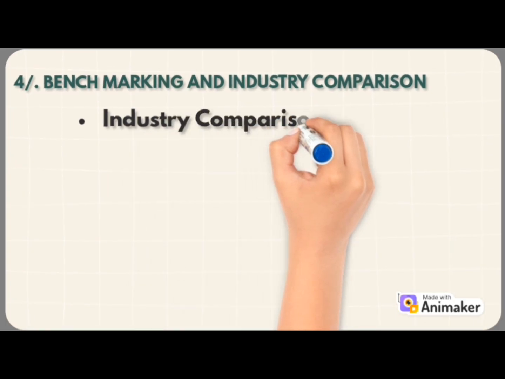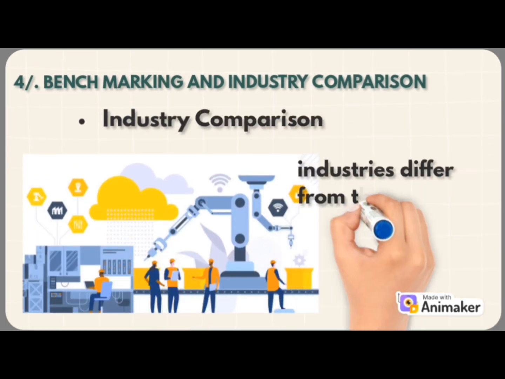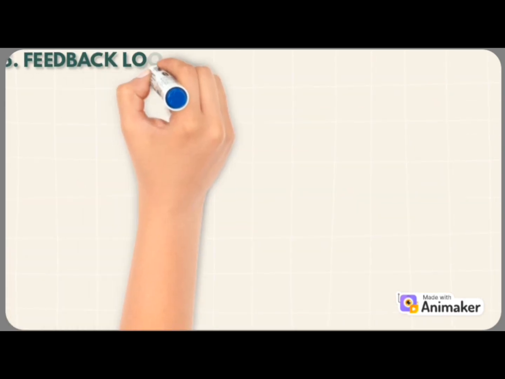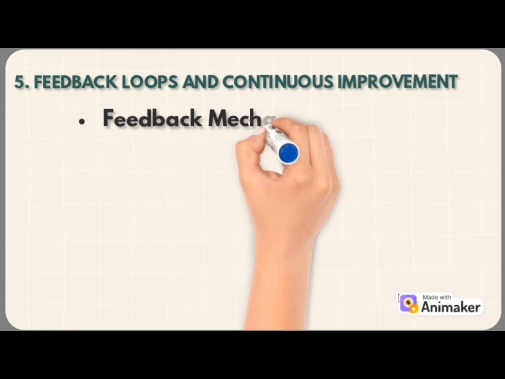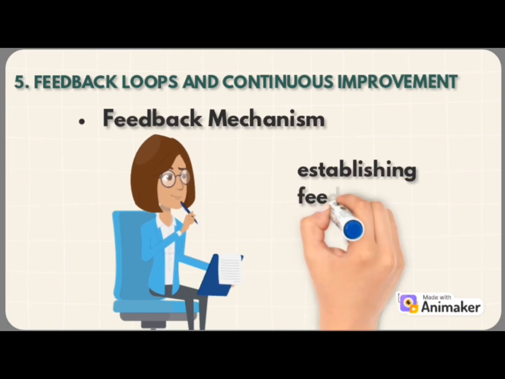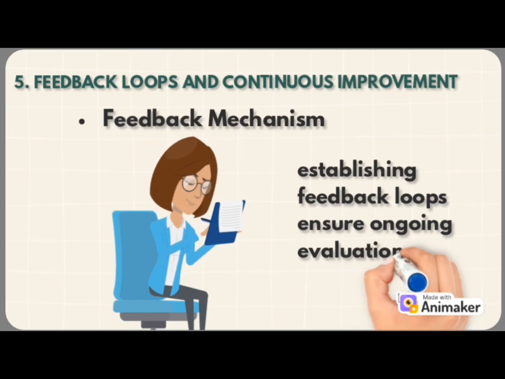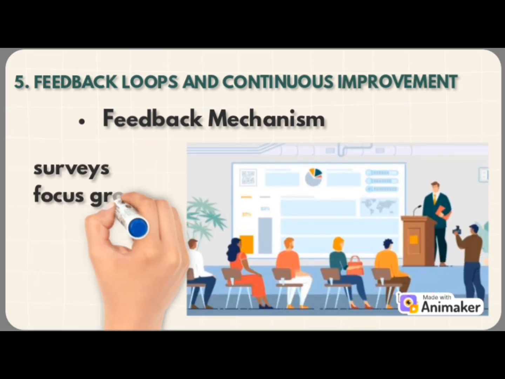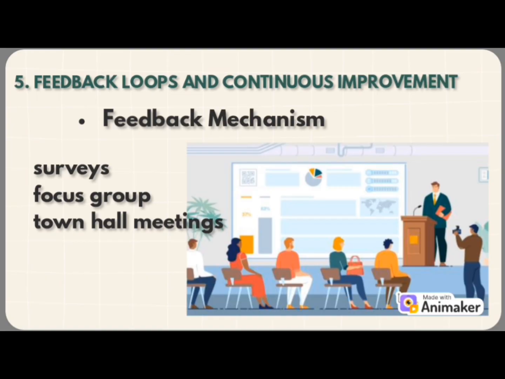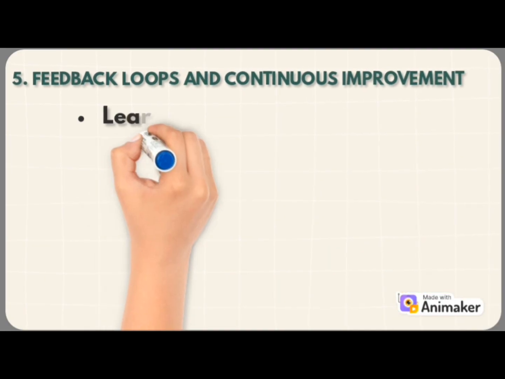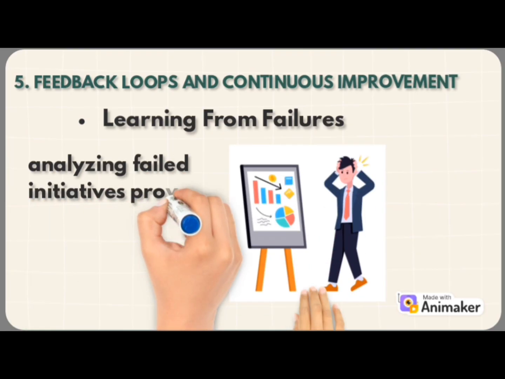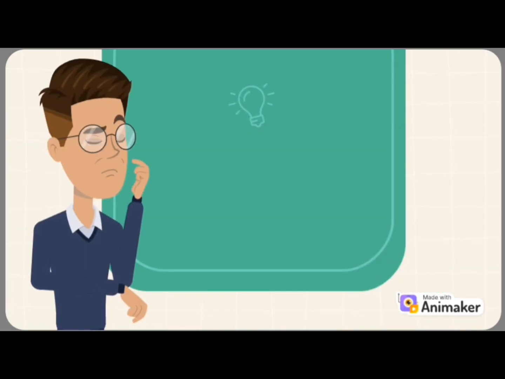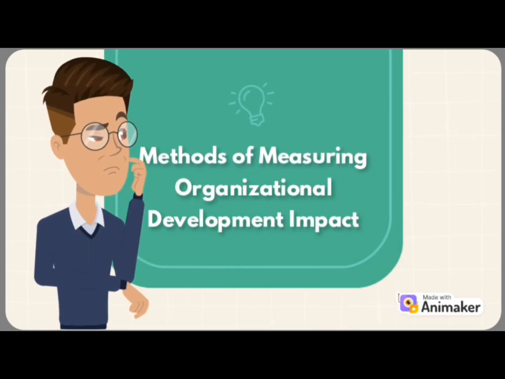Industry comparison matters as industries differ in their response to change. Feedback loops and continuous improvement. Feedback mechanisms. Establishing feedback loops ensures ongoing evaluation. Regular pulse surveys, focus groups, and town hall meetings allow employees to express concerns and suggest improvements. Learning from failures. Analyzing failed initiatives provides valuable lessons.